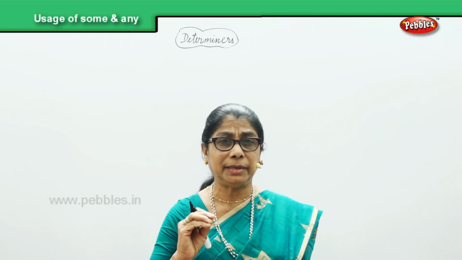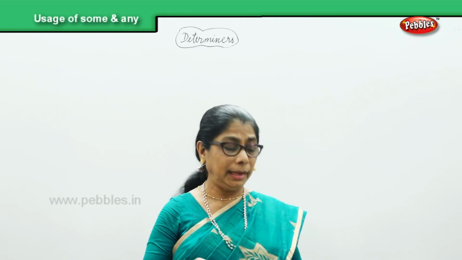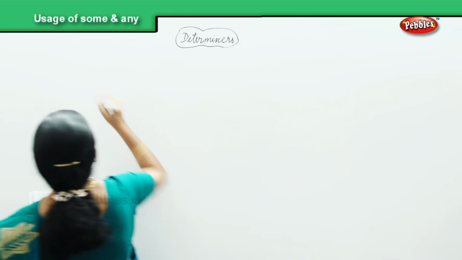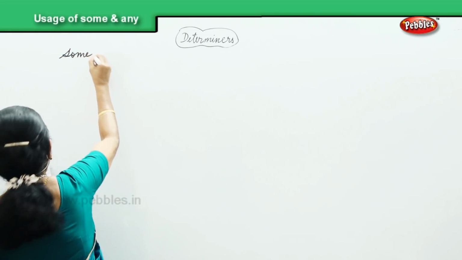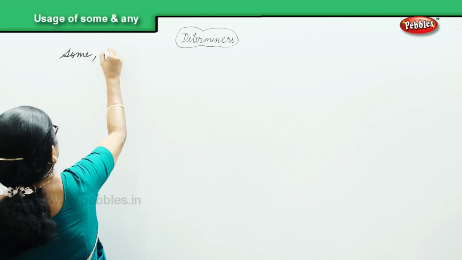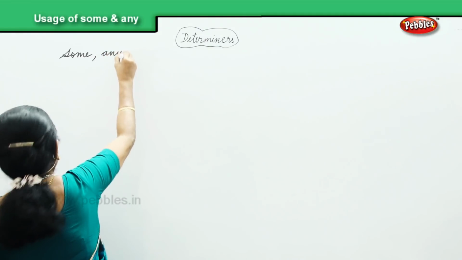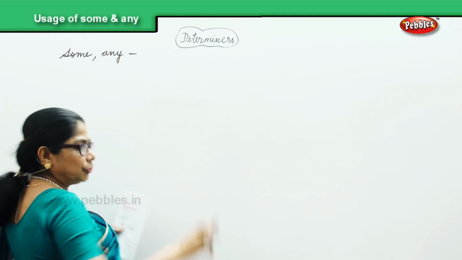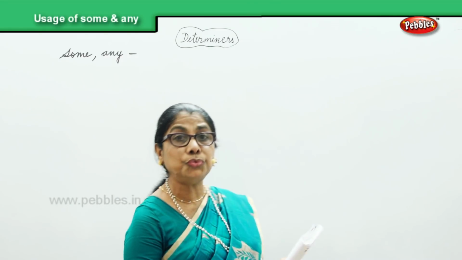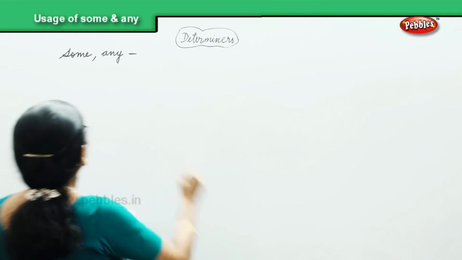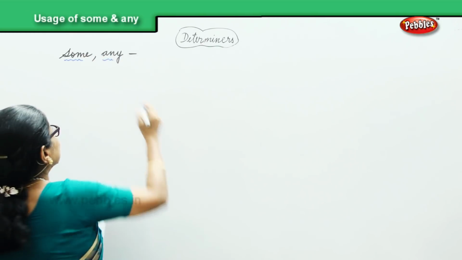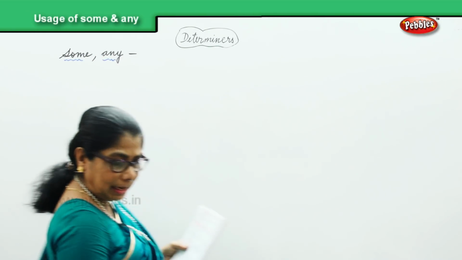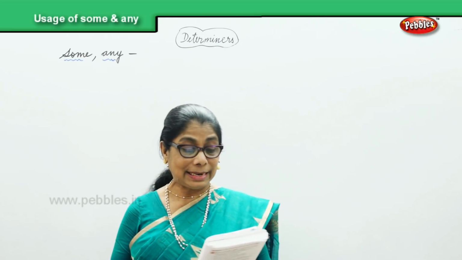Now we'll take just two determiners, some and any. Okay? We're going to look at some, any. Now, these two, how are they used in a sentence? Let's see how we can use them in sentences.